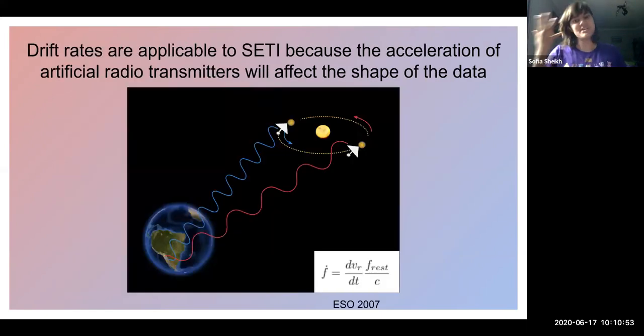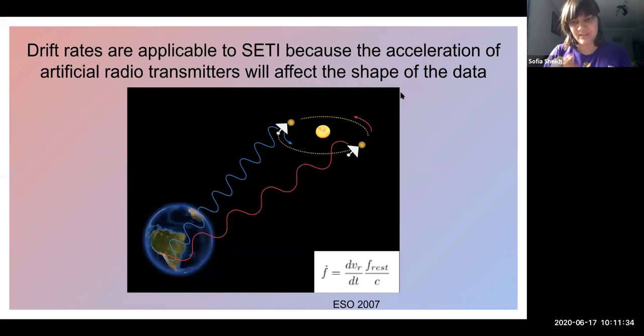So I took that figure from ESO and edited it a little bit to show how this works for transmitters. If you have a transmitter that's just sitting perfectly in space and not accelerating with respect to the Earth, you would see a nice vertical line in the waterfall plot and we wouldn't have to deal with this. Unfortunately, relative accelerations are everywhere in space, and no matter if you're sitting on a planet or orbiting a star or even just floating around orbiting the galactic center, there's going to be some relative acceleration between you and the Earth. And that relative acceleration is what's going to cause this drift rate.